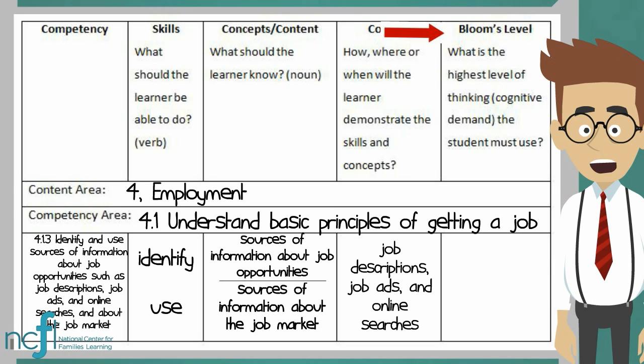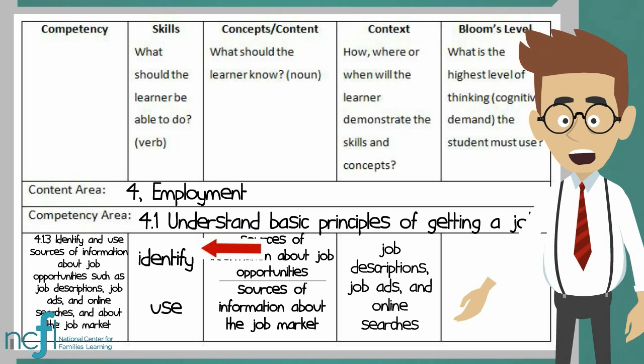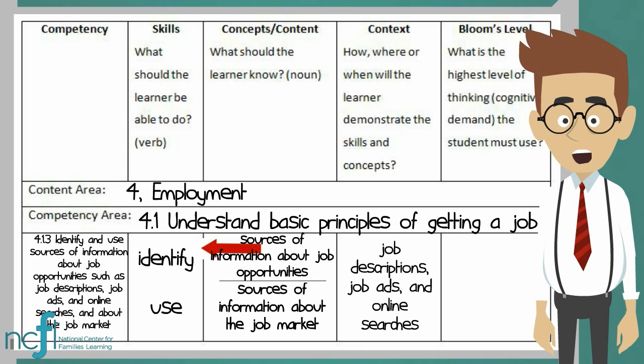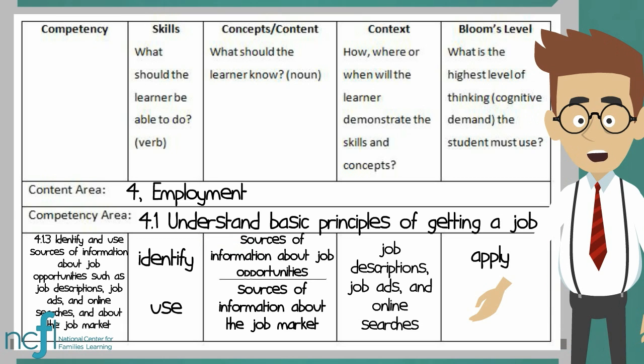Now I am ready to decide what cognitive level the students will be working on. I am looking at the verbs I have chosen for the skills column, and considering the cognitive levels of each. I think identify is a lower order thinking objective than use, so I will think about the cognitive level for using something. According to my Bloom's taxonomy level chart, when students use something, they are working at the level of apply. This seems like an appropriate level for what students will be able to do with this competency.